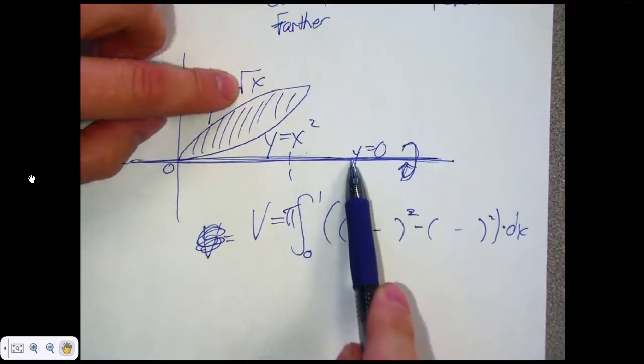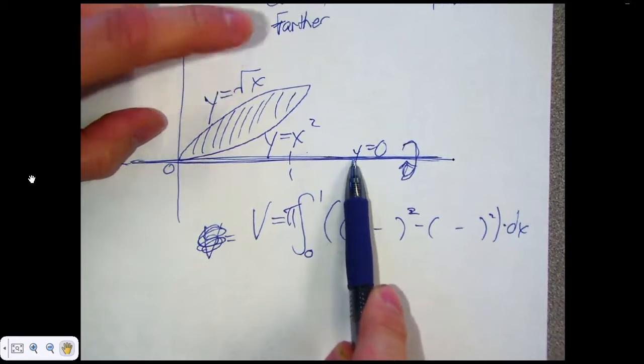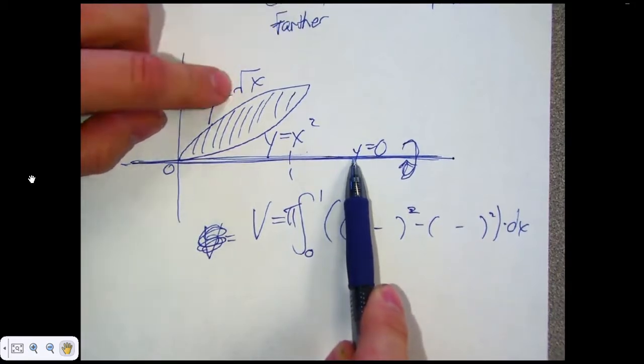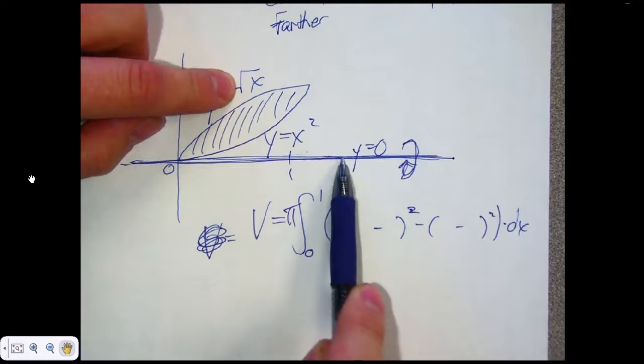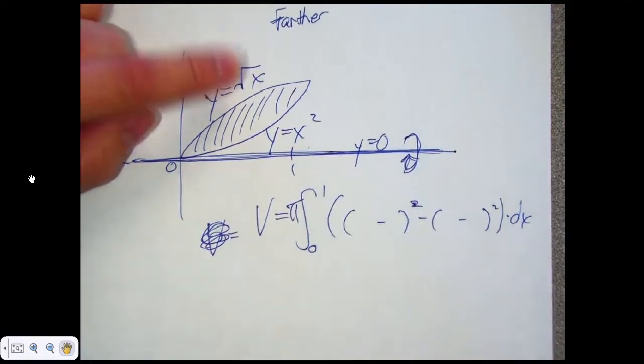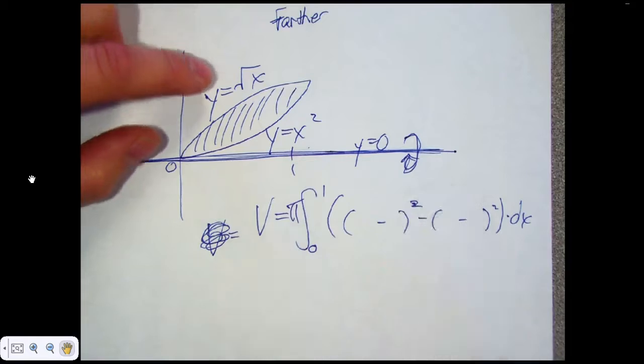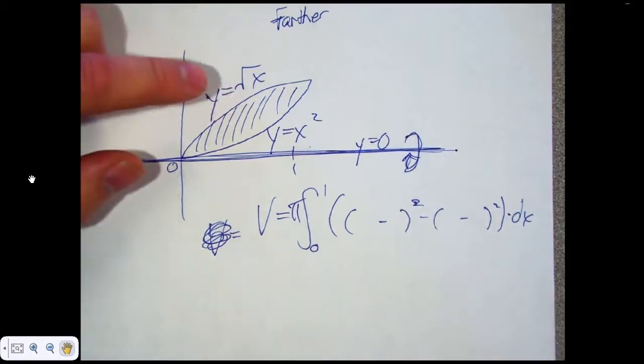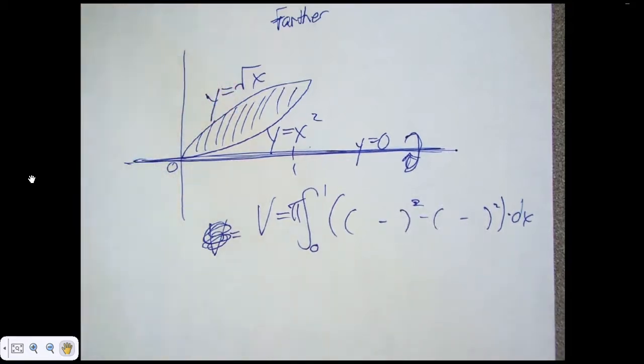And then the next question is, what's the distance between the outside equation and the axis of revolution? The distance between any 2 points, if I'm looking vertically like this, is always top minus bottom. If I have a dot at 10 and a dot at 6, how far apart are those?